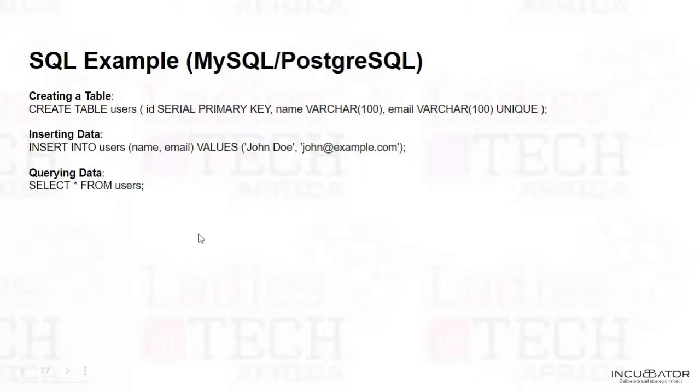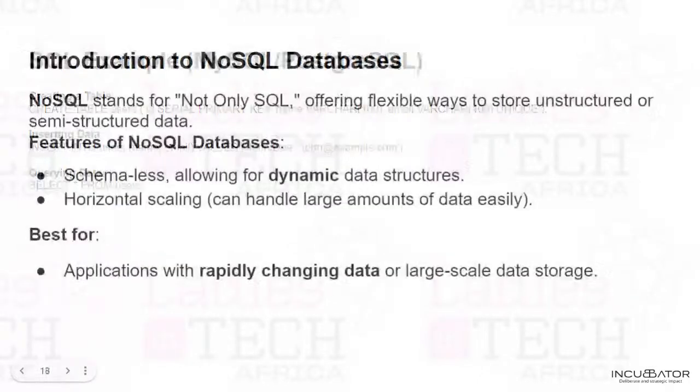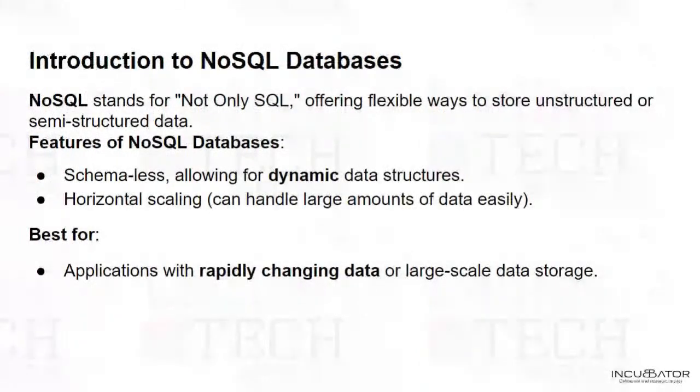Okay, so now let's move to the next one. Introduction to NoSQL databases. NoSQL stands for not only SQL, offering flexible ways to store unstructured data. You can say this one is unstructured or semi-structured data. Features of NoSQL: schemaless. When I say schema, I mean tables. That table that I was showing earlier is just a schema. So it's schemaless. There's no table. Do you get?